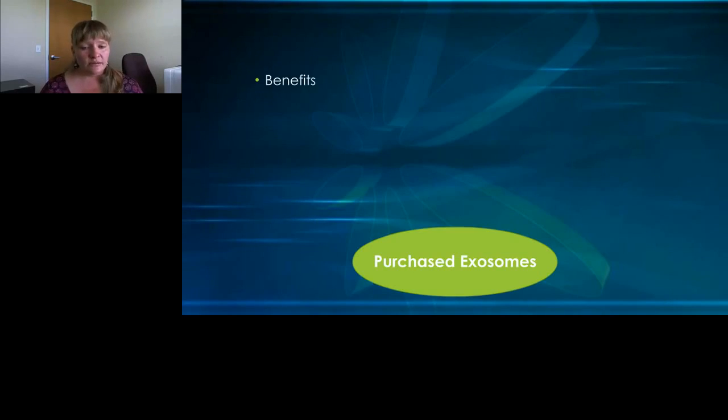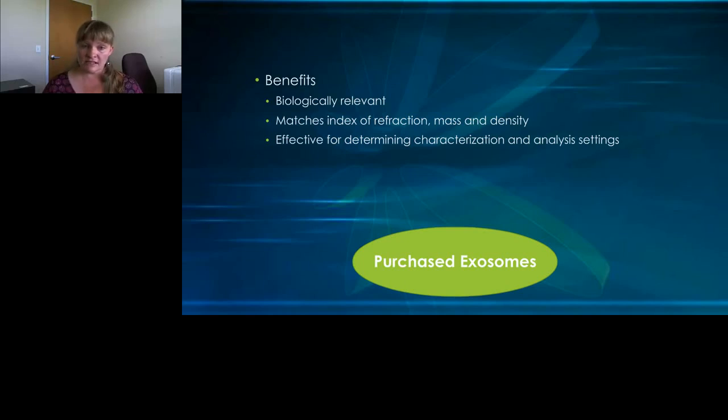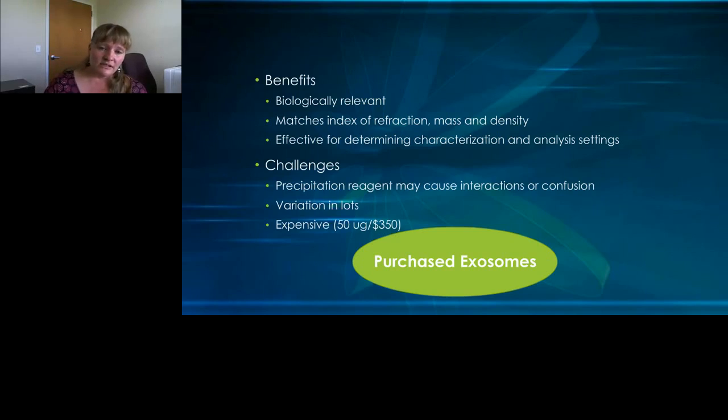Purchased exosomes are a good calibration standard, as they are biologically relevant, they match the index of refraction, mass, and density, and they're effective for determining characterization and analysis settings. However, the precipitation reagent may cause interactions or confusion. For example, with that particular sample, there is variation in lots, and they can be quite expensive at 50 micrograms per $350 from one of the vendors.